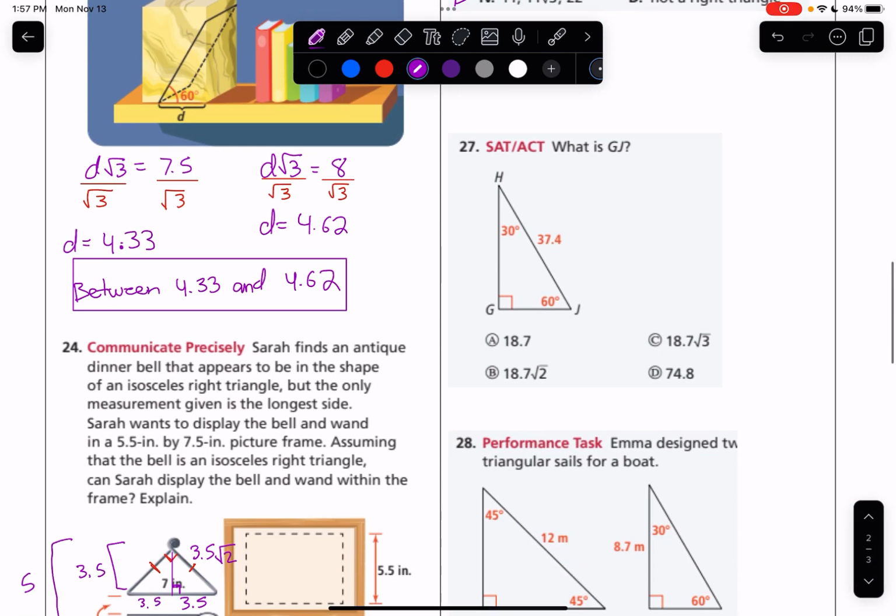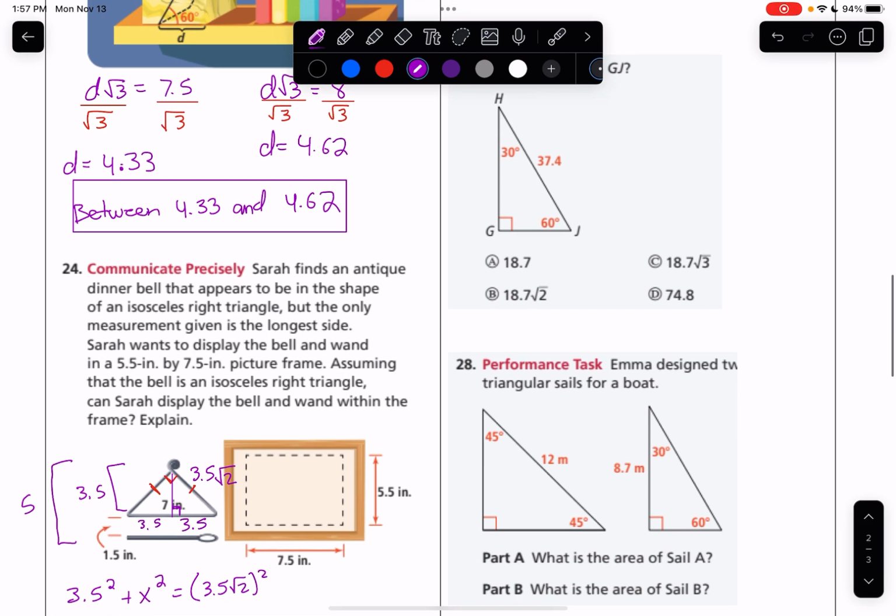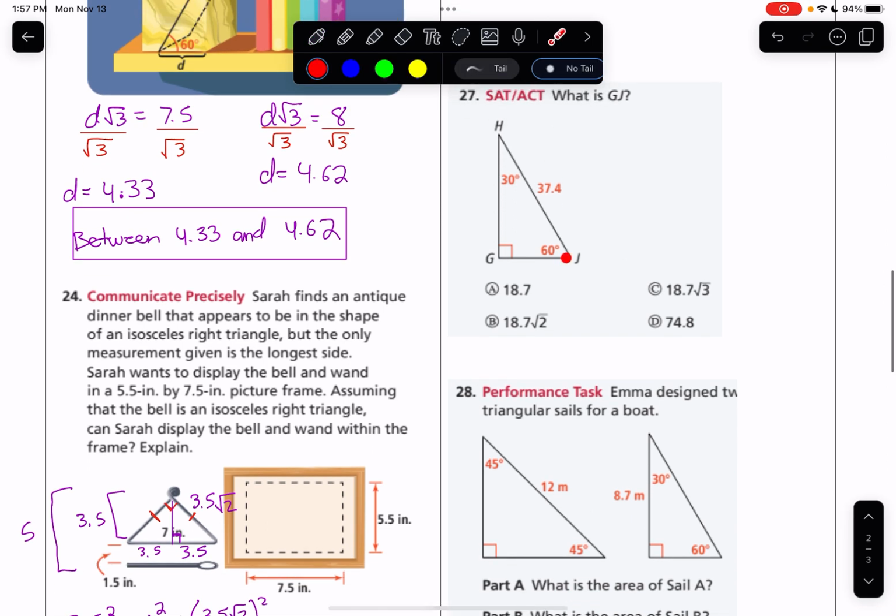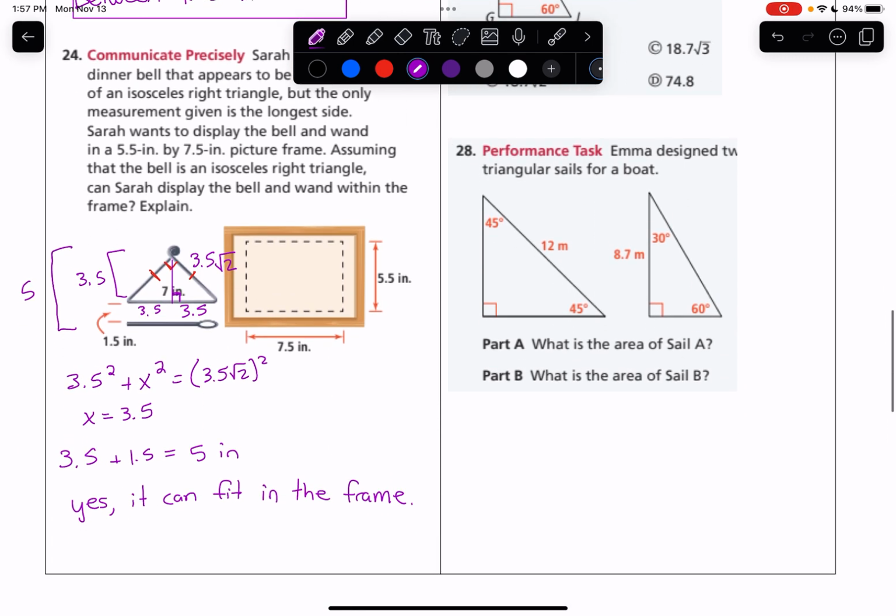Number 27, what is GJ? GJ would be the side length of a 30, 60, 90 triangle that is half the hypotenuse. So all we need to do is take 37.4 and cut it in half, which gives us 18.7. And finally, number 28, Emma designed 2 triangular sails for a boat.